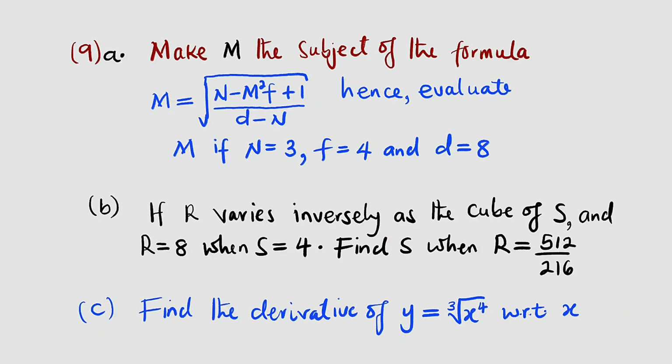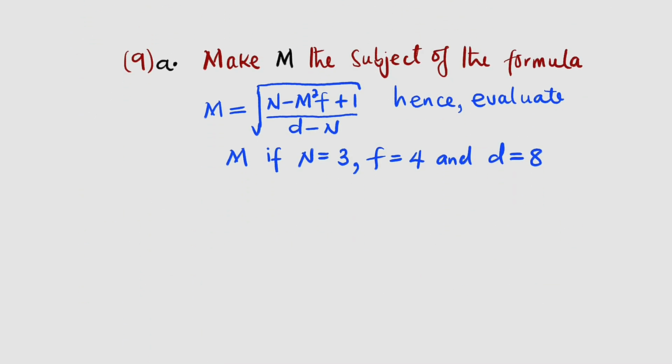All right, here is question number 9. Question number 9 has A, B, and C parts. Let's begin with the A part. In the A part, we are asked to make m the subject of the formula m equal to the square root of n minus m squared f plus 1 divided by d minus n, and hence evaluate m as n is equal to 3, f equal to 4, and d equal to 8.